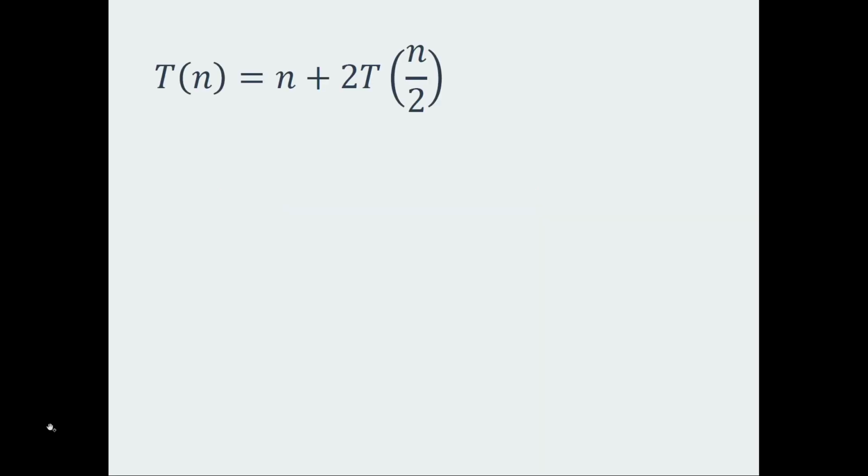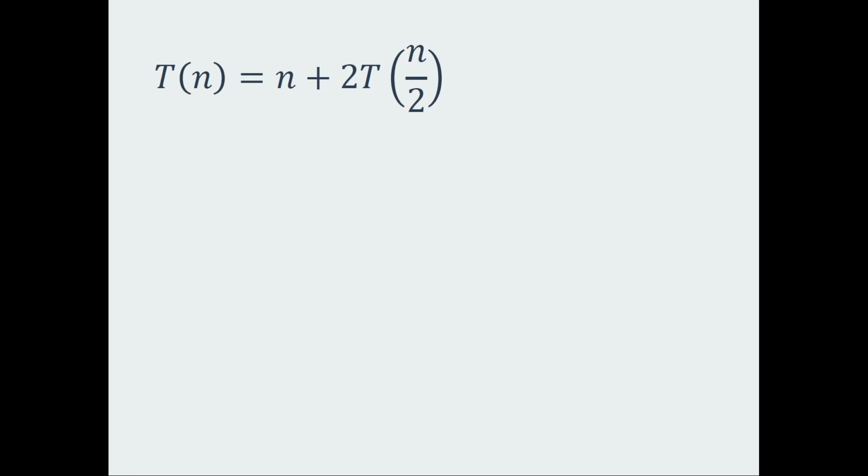Let's have a sample recurrence relation. T of n is equal to n plus 2T of n over 2. This is actually the recurrence relation for merge sort. As you can see, we have two recursive calls right here, 2 times T of n over 2, which are the two merge sort calls, and n is the cost of merging. Using the iteration method, we have to keep expanding the recurrence until we can no longer expand further.